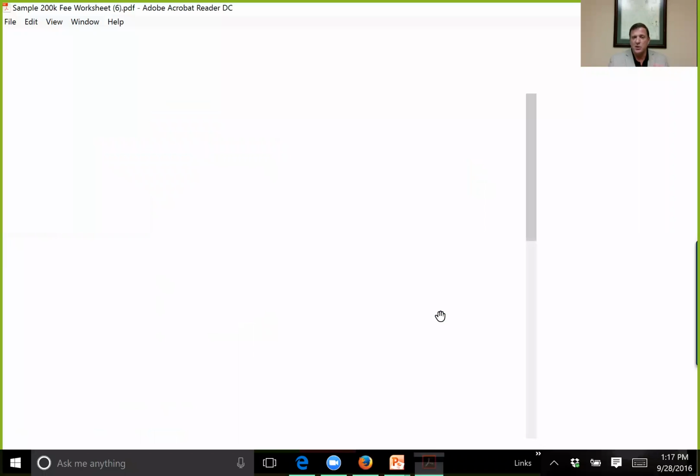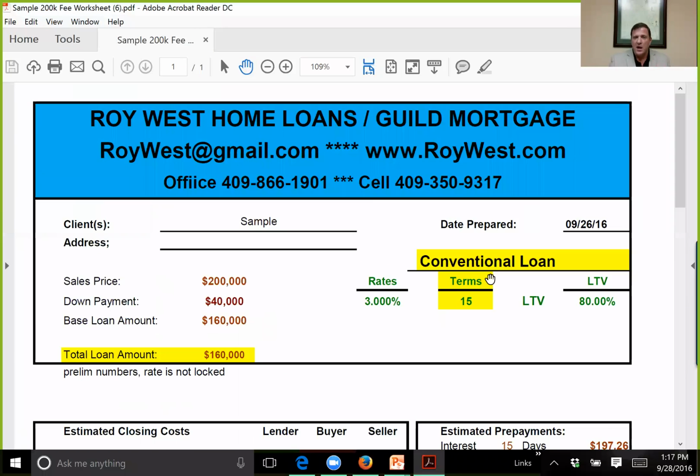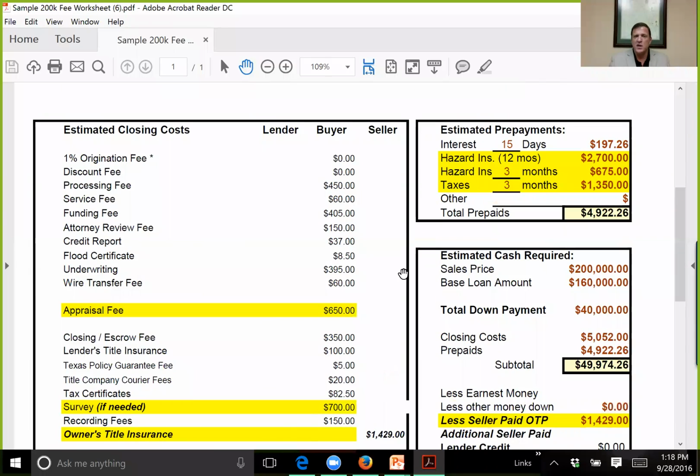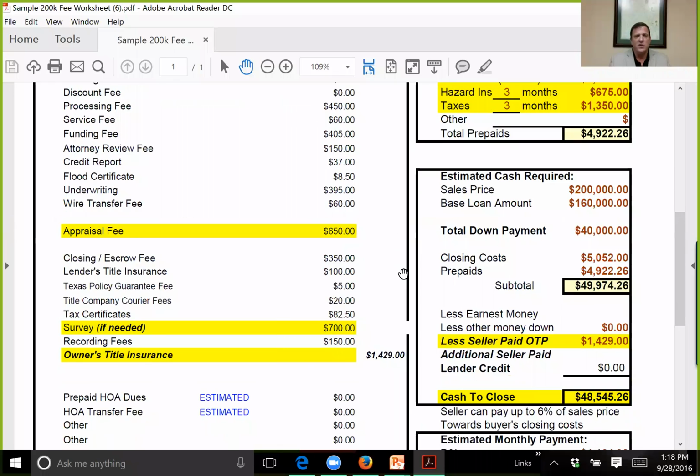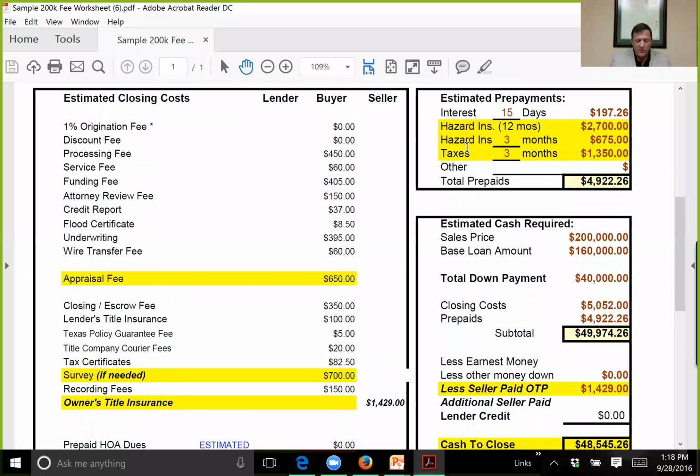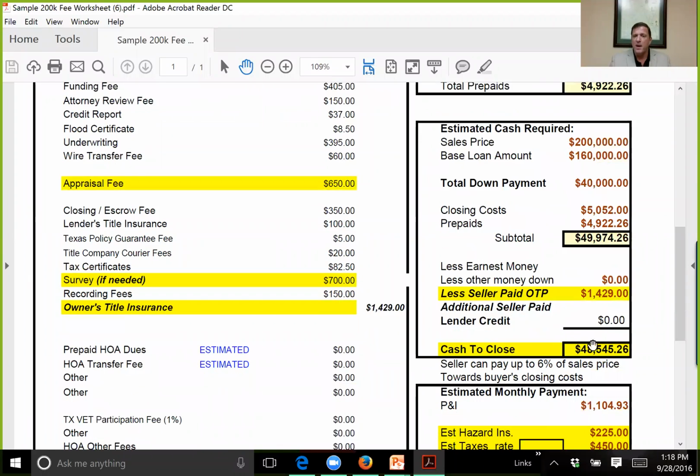So going back to the fee worksheet here, these three sections are what Roy had already covered, and it covers all of their closing costs, all of their prepaids, and their total amount of cash to close. That is a very important figure right there.